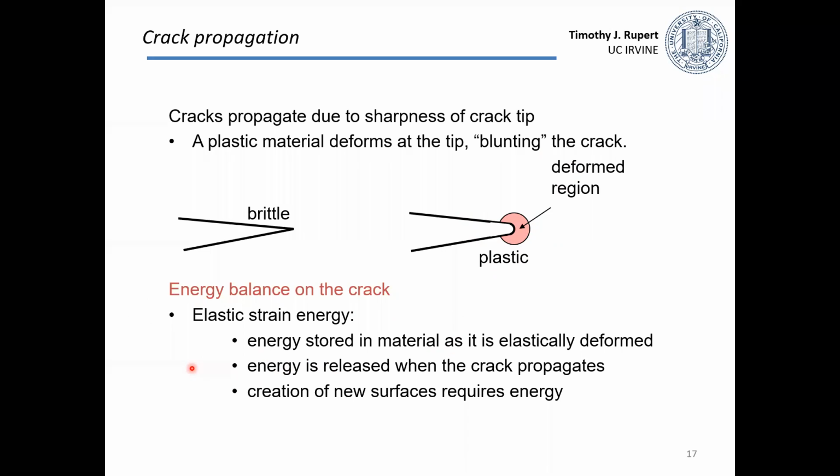Okay. So what's really happening in either of these cases is we're thinking about having an energy balance at the crack tip. So we think about this primarily in terms of what's called elastic strain energy. So there's energy stored in the material as we elastically deform it. If you want to think about this, you could think about it as a spring. So if we pull on a spring, there's energy stored there. If I release it, that spring snaps back. Okay. There's also energy released when a crack propagates.